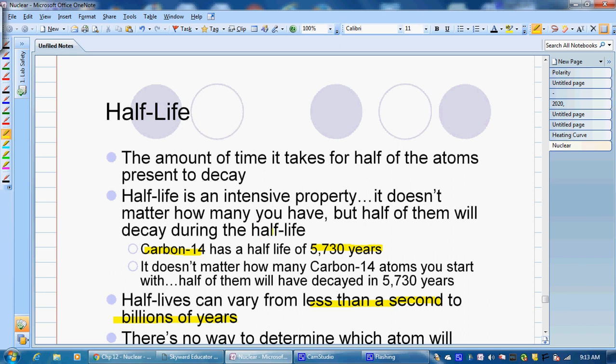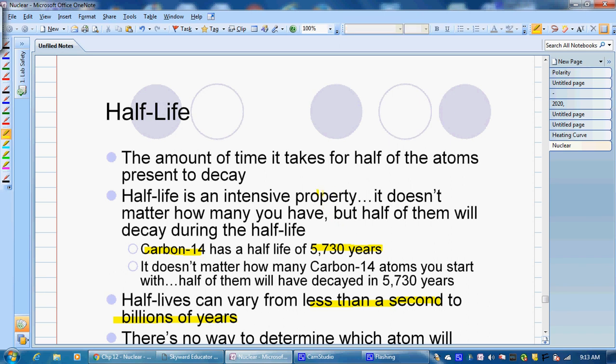Here's an example, carbon-14. Carbon-14 has a half-life of 5,730 years. It doesn't matter how much we have, it's going to take 5,730 years to have half that sample decay.